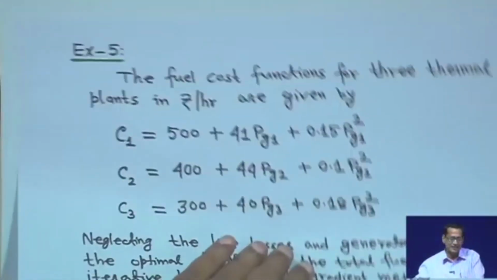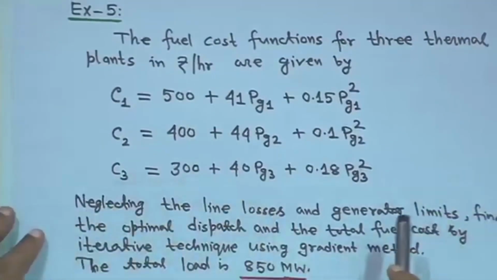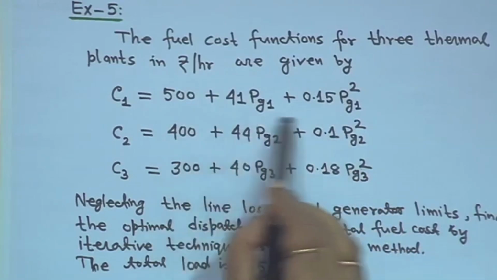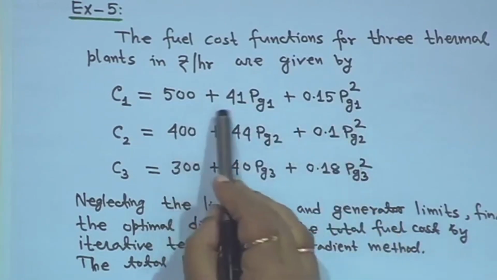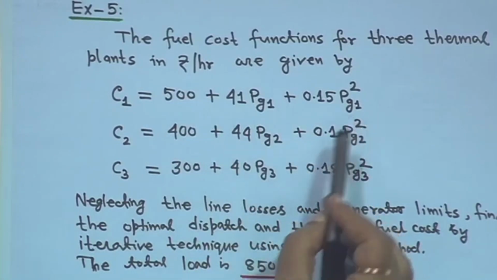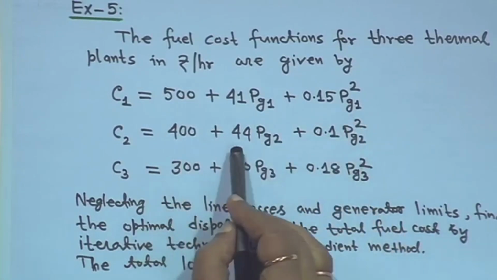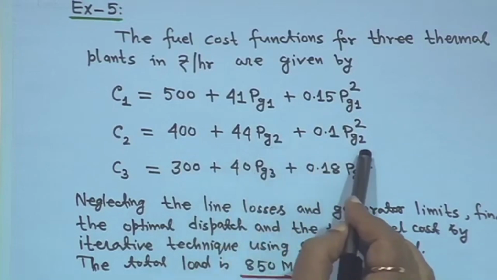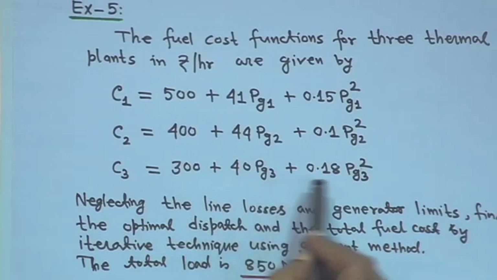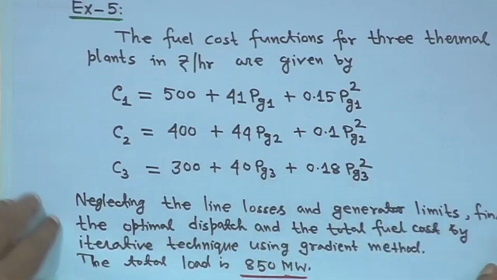So, let us take one example on this. Fuel cost function for 3 thermal plants is given in rupees per hour. C1 is given as 500 plus 41 Pg1 plus 0.15 Pg1 square. C2 is 400 plus 44 Pg2 plus 0.1 Pg2 square. C3 is equal to 300 plus 40 Pg3 plus 0.18 Pg3 square, right.